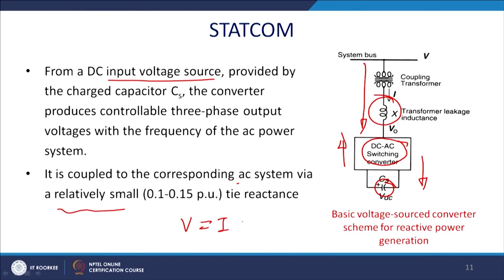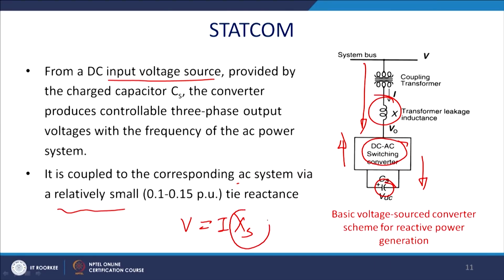So, the rating of these devices depends on the factor of safety. You will choose the power rating of the Statcom into XS, into 0.15. From there you can calculate the value of XS and thus you can calculate the value of the inductor. Generally the reactance value will be 10% to 15% of the base voltage.